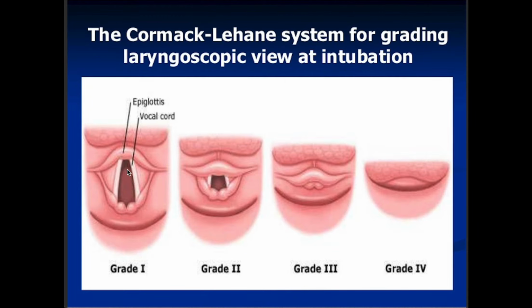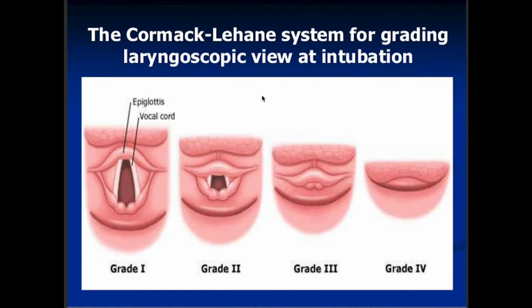So when you're asked what kind of view you had, you'll just say it was a grade 1, or a grade 2, only some of the vocal cords. Depending on your technique, you might be able to tweak things a little bit and turn a grade 2 view into a grade 1, or change a grade 4 into a grade 2. So sometimes it's provider dependent. Sometimes it's just the airway, and you'll never get anything better than a grade 4 view.